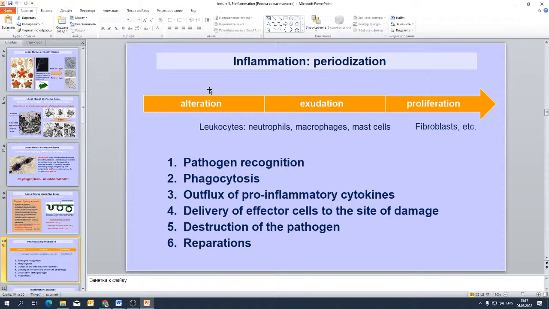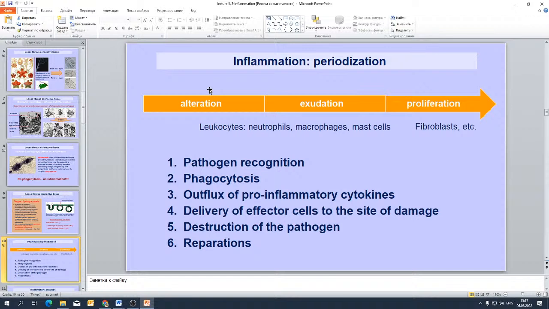A long time ago, the stages were described as one stage only alteration, only exudation, and only proliferation. But now we discuss that alteration and exudation may go together, and maybe exudation and proliferation, and maybe mixed. Maybe all stages together, exudation and proliferation, for example.